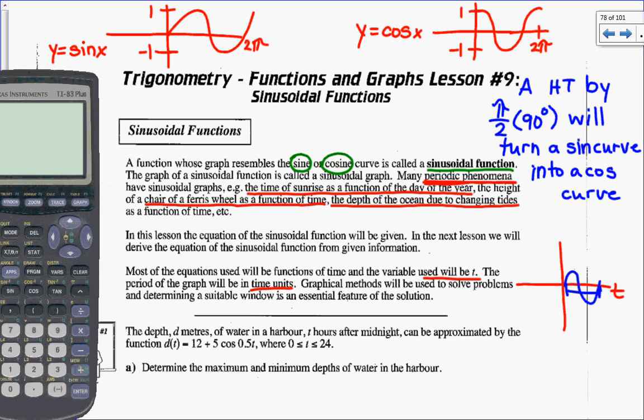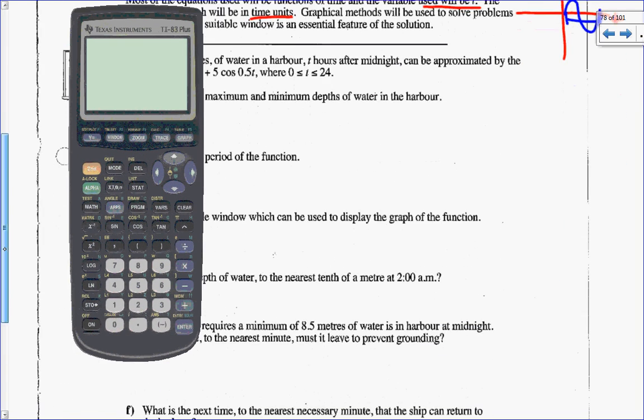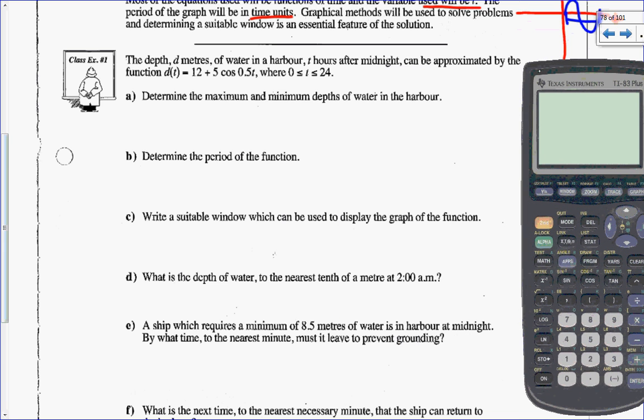Okay, then we're going to use our graphing calculators to figure out suitable graphing windows, because that's a really important skill to be able to do, as well as to calculate certain points on the graph. So let's have a look at class example number 1. It says the depth, d meters, of water in a harbor t hours after midnight can be approximated by the function d of t equals 12 plus 5 cos 0.5 t, where t is between 0 and 24. This gives you your domain right there.